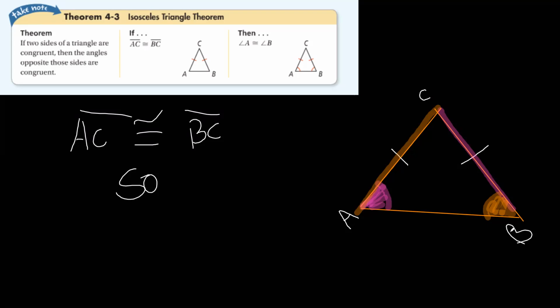Is it clear? Yes, teacher, it's clear. So I will conclude now that angle A is congruent with angle B. This is our theorem. If two sides are congruent, then the opposite angles of them will be congruent too.